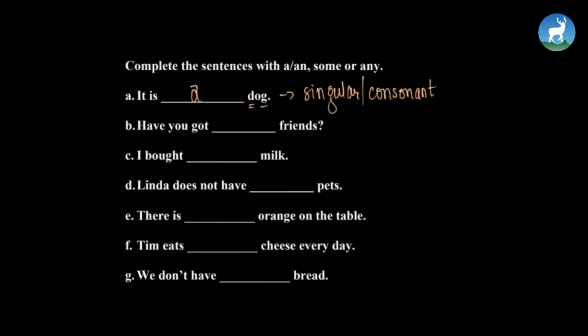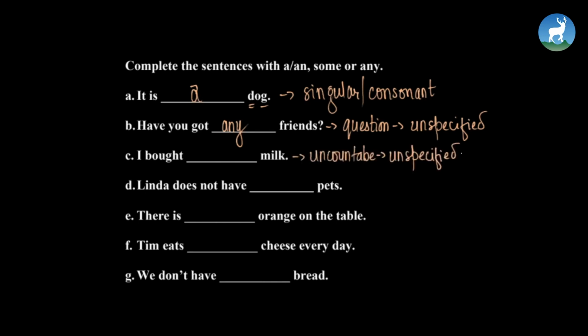Alright. Have you got dash friends? When asking about an unspecified number or choice, what do we use? We use any. Here the first thing is it's a question statement and it's unspecified. So in such cases we use any. Have you got any friends? I bought dash milk. When talking about an unspecified amount, we use some. Uncountable, unspecified, and affirmative or positive sentence, right? So we use I bought some milk.